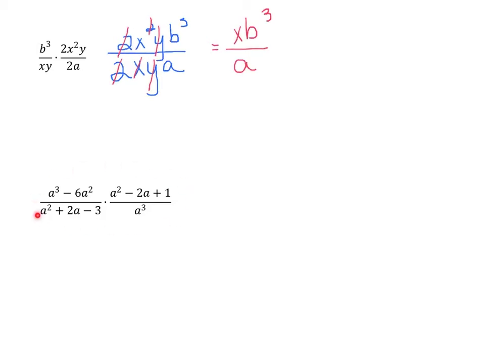When you have polynomials, this is a little bit trickier, and what I recommend that you do is factor everything first. So this first one, I can factor out an a squared, and in the numerator of the second one, that can be factored as well.